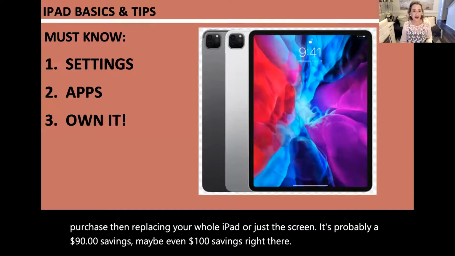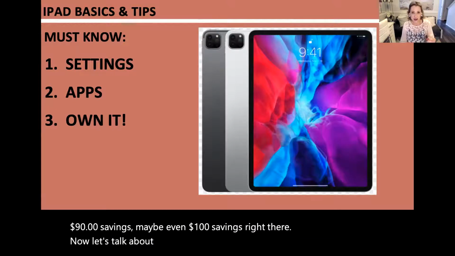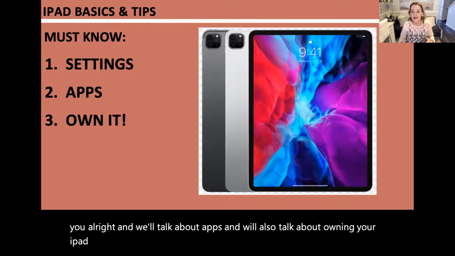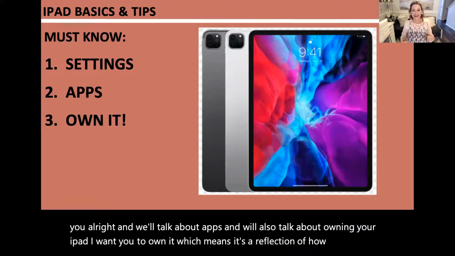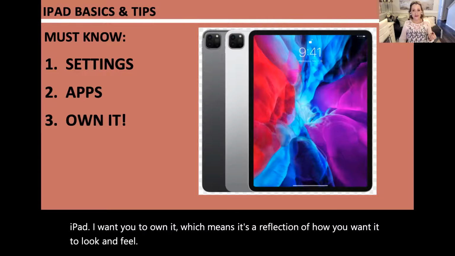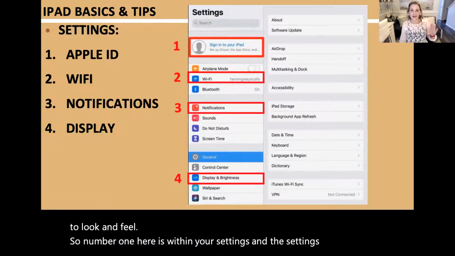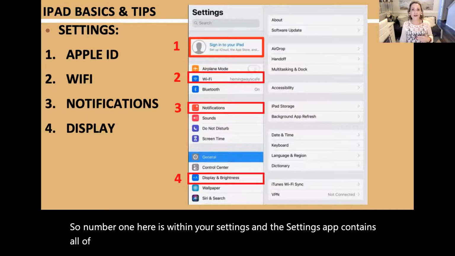Now let's talk about ways that you can adjust your settings so that they fit you, all right? And we'll talk about apps, and we'll also talk about owning your iPad. I want you to own it, which means it's a reflection of how you want it to look and feel. So, number one here is within your settings. And the settings app contains all of your preferences of how you want your device to look and feel.